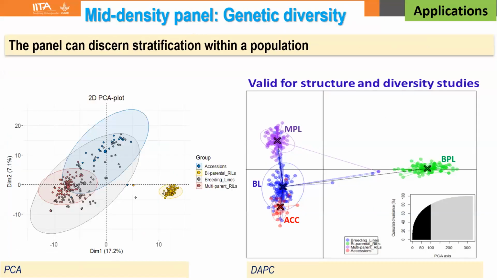The first thing that we did was to check if it can be used for population structure studies and genetic diversity studies. In the set that was genotyped, we included different sets of materials that we knew a little bit about their genetic background. We had some accessions, the genebank accessions, and some of them are the ones we commonly use in the breeding program. And then we also purposely included some biparental RILs, about 100 of them in that set.